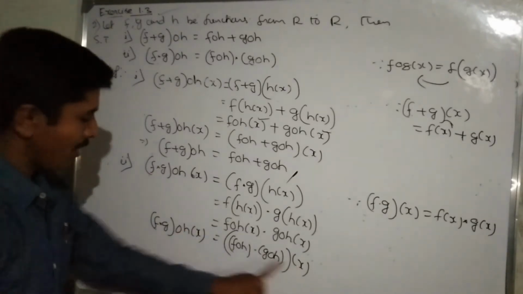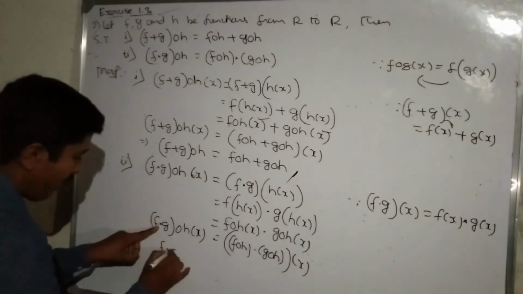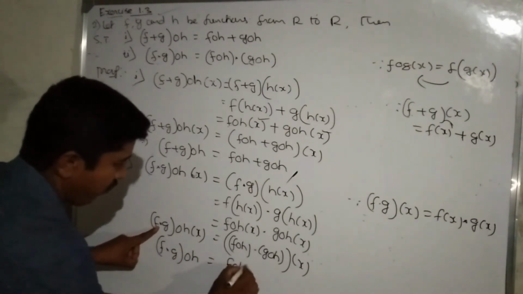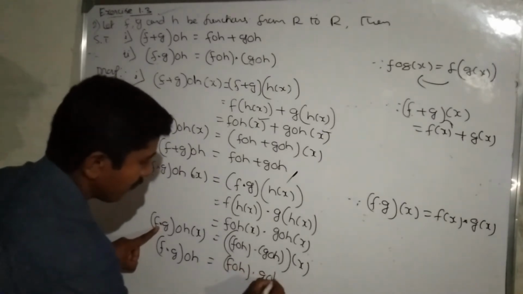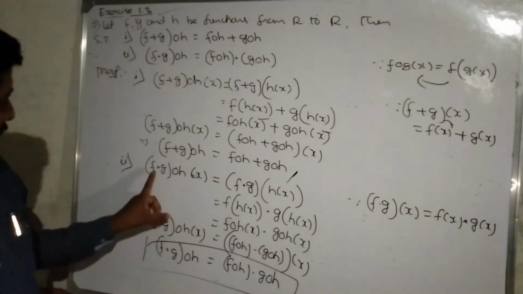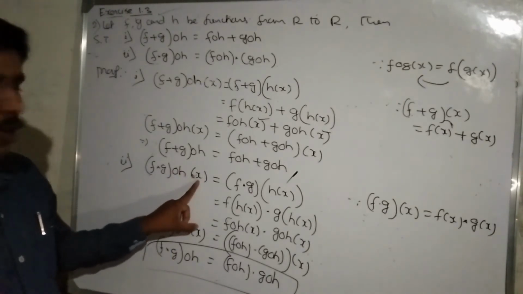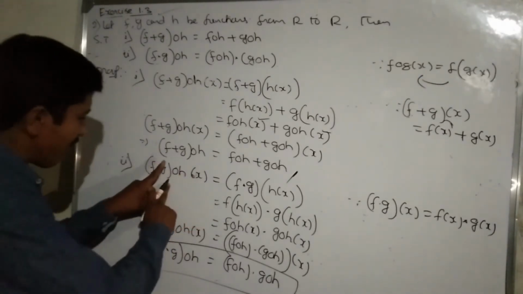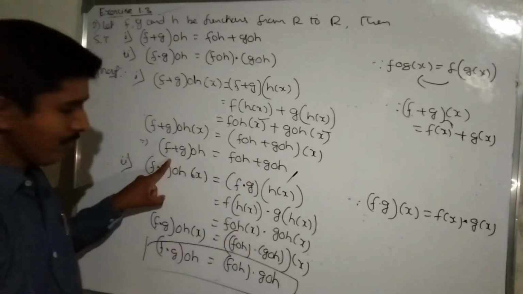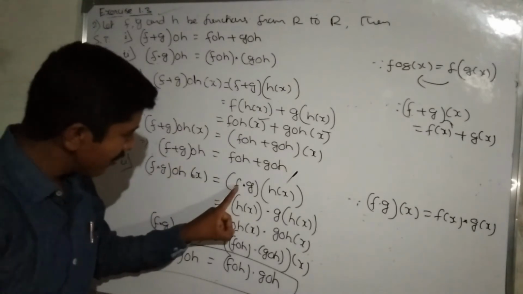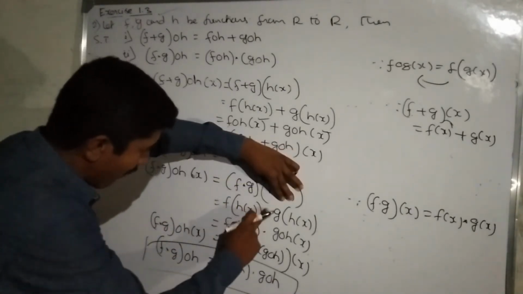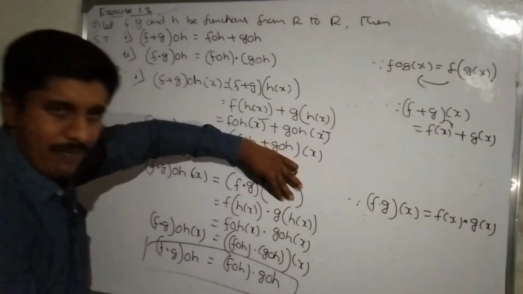Remember, here the domain element is on both sides. So (f·g)∘h is equal to (f∘h)·(g∘h). Here, for (f·g)∘h, let us take domain element x. It is defined as (f·g) of h of x. This can be written as f of h of x into g of h of x.